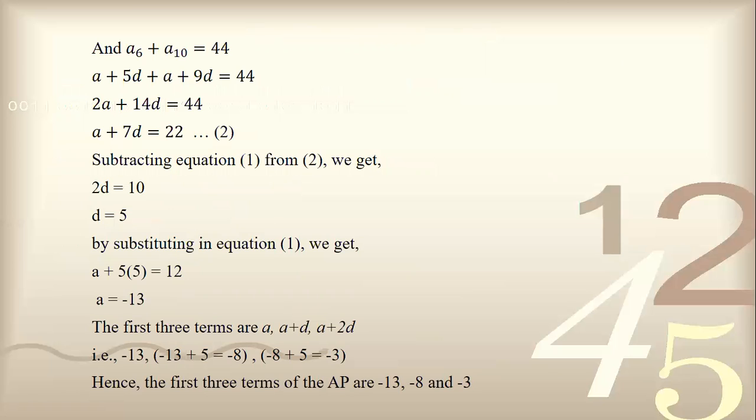Now we have found the D value. We'll substitute this in equation 1. We'll get A plus 5 fives are 25 equal to 12. So A is minus 13. Now the first three terms are A, A plus D and A plus 2D, as we know in an AP. So minus 13 plus 5 will be minus 8. Minus 8 plus 5 will be minus 3. So the first three terms of the AP are minus 13, minus 8 and minus 3.